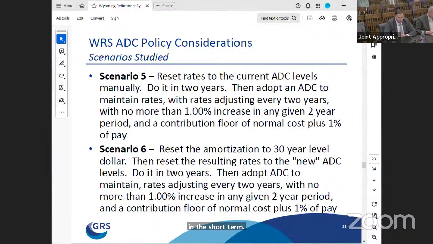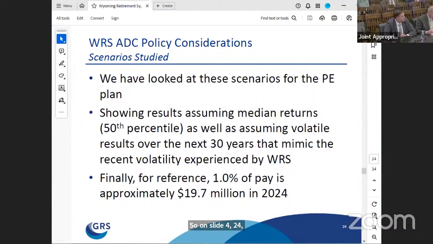So on slide 24, we've looked at these scenarios for the public employee plan, obviously, and we're showing 2 different sets of results. The first set is what we're calling the median return or the 50th percentile of returns. That's basically assuming a 6.8% return every single year. That's kind of in its most basic terms. Our expectation is 6.8. So there's about a 50% chance that we could beat it. There's a 50% chance that we could be under it. And so we're looking right down the middle. The second way that we're looking at this is I put this pattern of volatile returns into the model to see how big swings in returns could affect the contribution rates every year going forward.